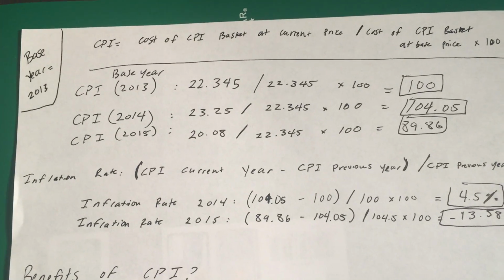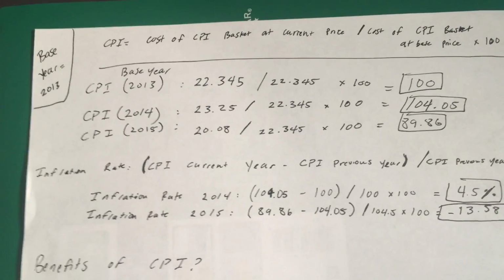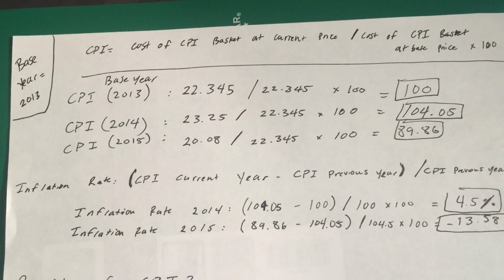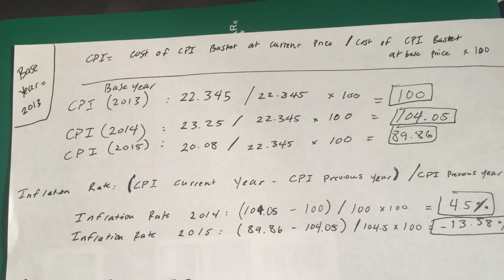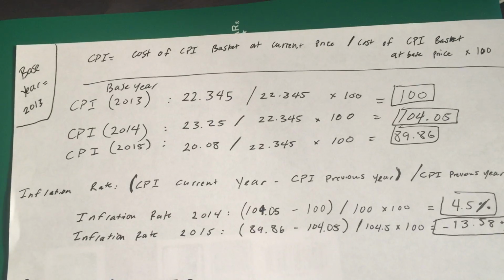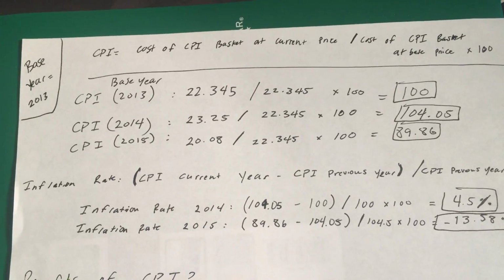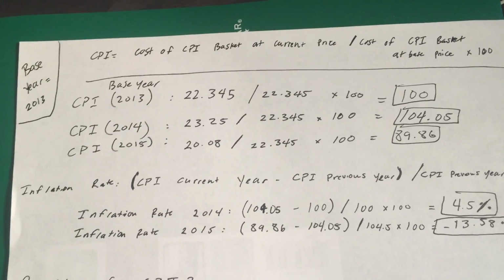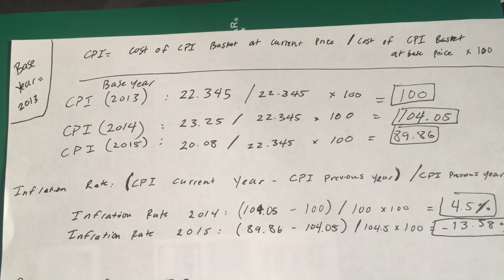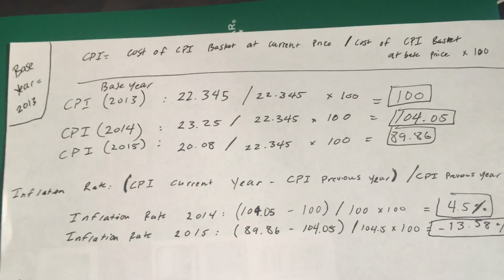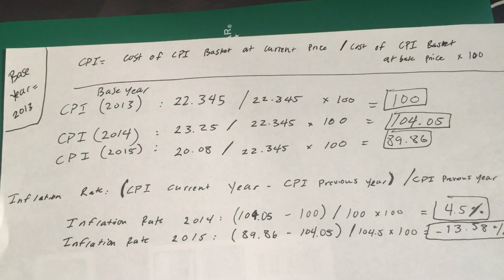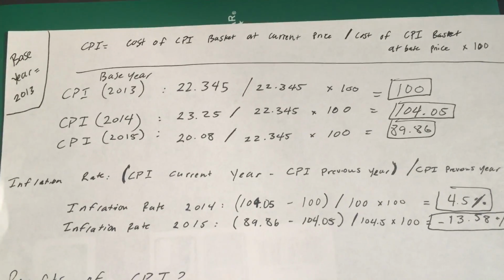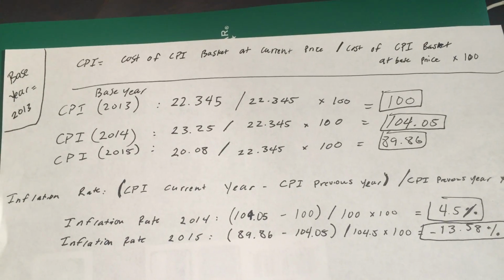For CPI for 2014, I got 23.25 divided by 22.345 and then multiplied by 100, and I got 104.05 for the CPI for 2014. And for 2015, I basically did the same thing, multiplied by 100, and then I got a total of 89.86 for the CPI.